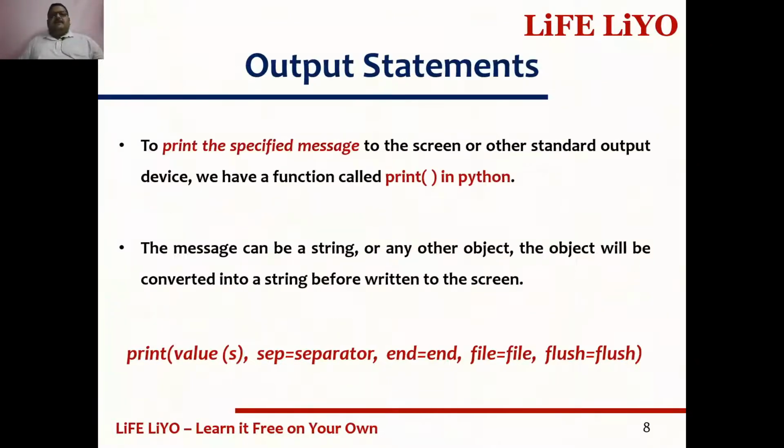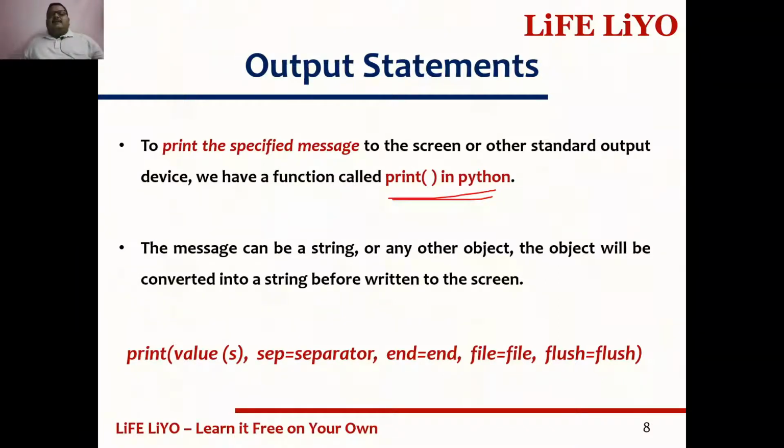Next, output statements. If you want to print any message to the screen, or if you want to print any values or any data onto the screen, we have a function called print function in Python. So the message can be any string or any other object, or the object that will be converted into string before being written to the screen.